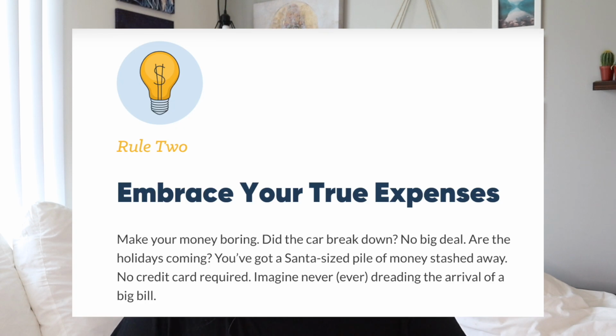Rule number 2, embracing your true expenses. Another life changer for me, honestly. True expenses are YNAB's version of sinking funds. I have a video about sinking funds up here, but basically all they are is those non-monthly expenses that you still need to include in your budget on a monthly basis.